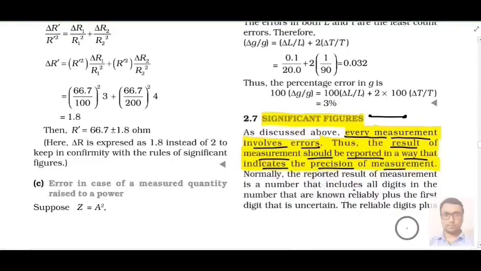Here we are talking about how to write our result. Suppose we have got a length equal to 10 meter, then how should we write that answer so that it gives us an idea about the error also? Your answer should include your error also.